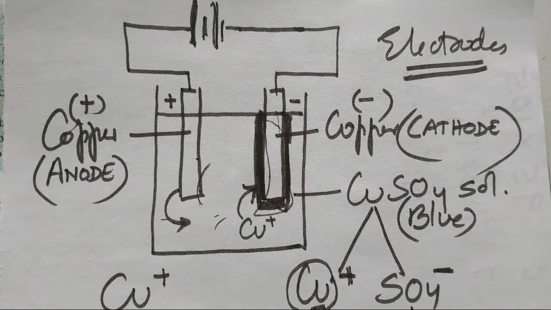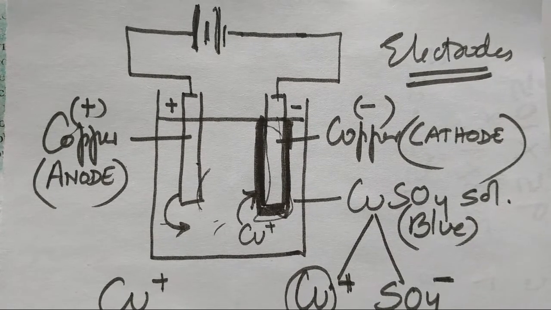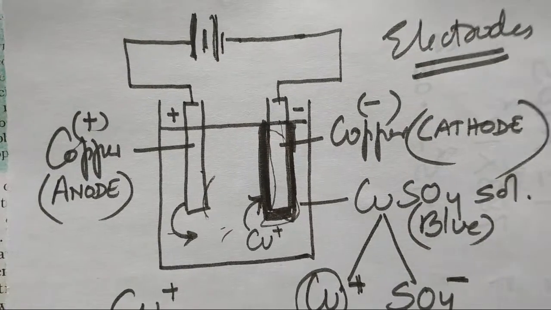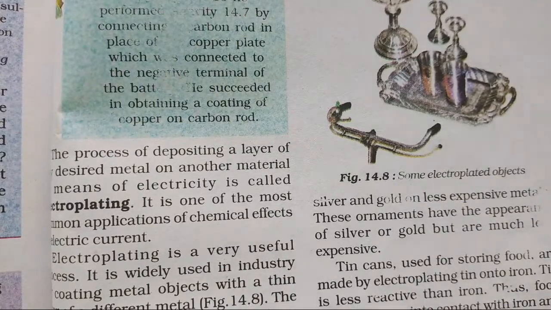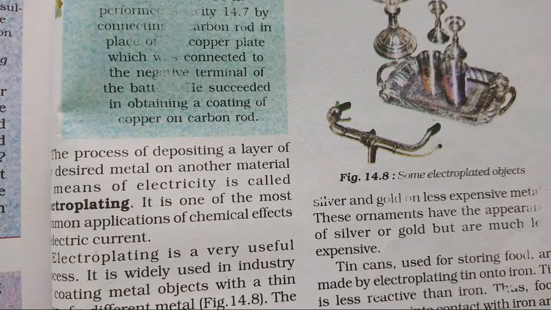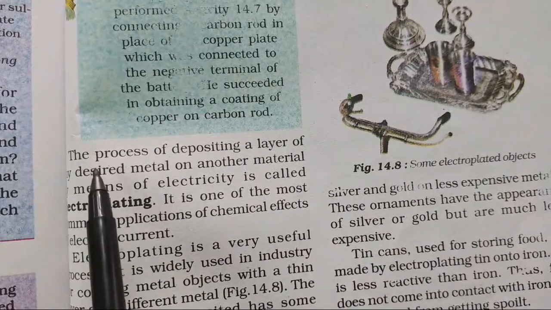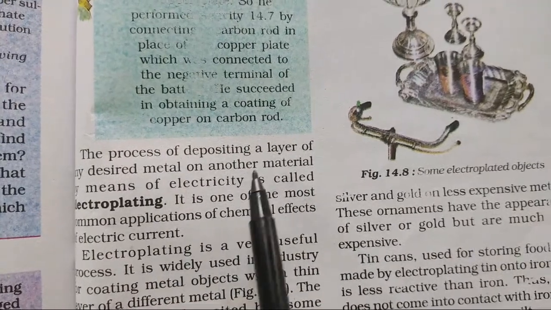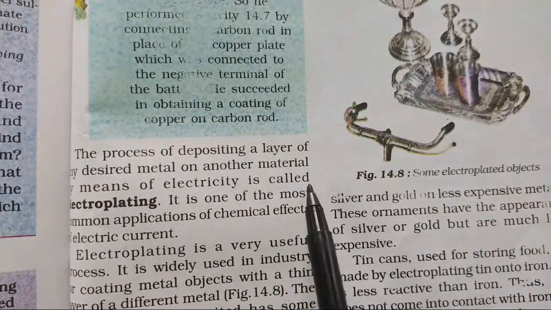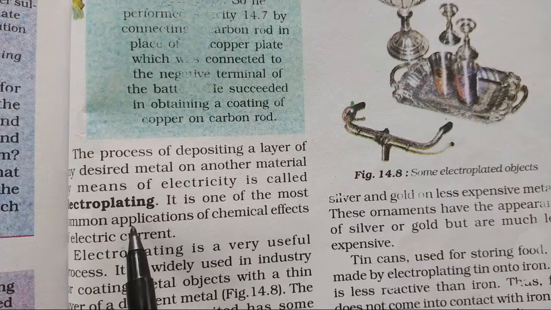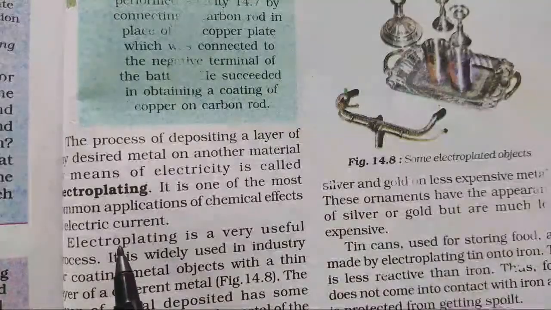So you have seen that the metal rods and the objects look like steel. So they are coated in this manner. So the process of depositing a layer of a desired metal on another metal by means of electricity is called electroplating. So you can underline this. Electroplating is the process of depositing a layer of any metal on another metal by means of electricity. Electroplating is one of the most common applications of the chemical effect of current.